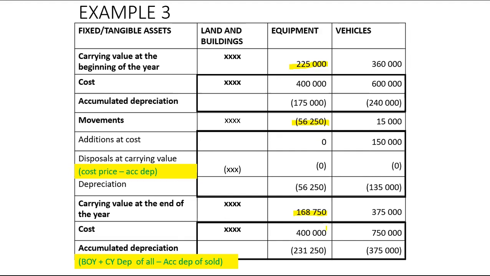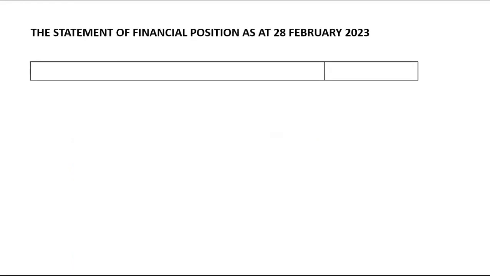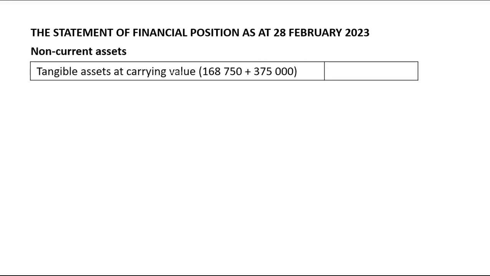375,000. So these two amounts, which is the carrying values at the end of the year, what do we do with them? You will take them to the statement of financial position as at the 28th of February 2023. You will write them under non-current assets. So you'll have tangible assets at carrying value. It will be that 168,750. You add it with 375,000. It'll give you that 543,750. Is everything making sense? I'm building here, laying each brick perfectly well.